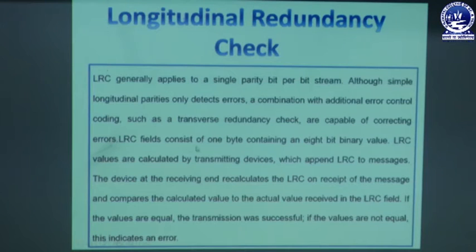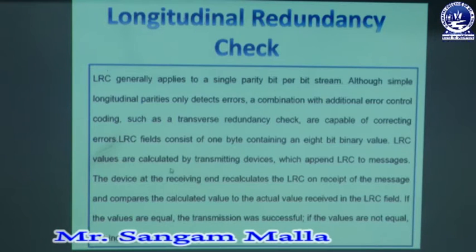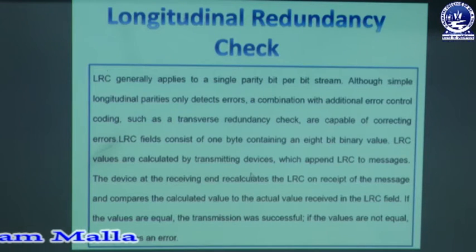The LRC field consists of one byte containing an 8-bit binary value. So whenever we implement the mechanism of longitudinal redundancy check, the LRC field consists of an 8-bit binary value, which is also termed as 1 byte. LRC values are calculated by transmitting devices. So whenever we are implementing data communication between two devices, at that time LRC values are calculated, which append LRC to messages.